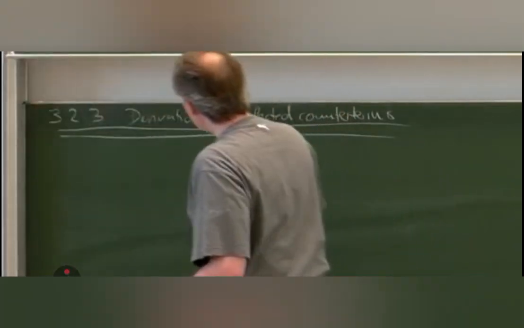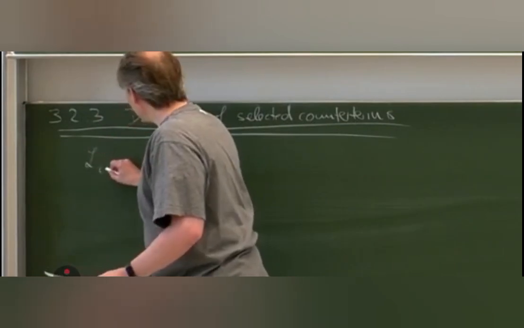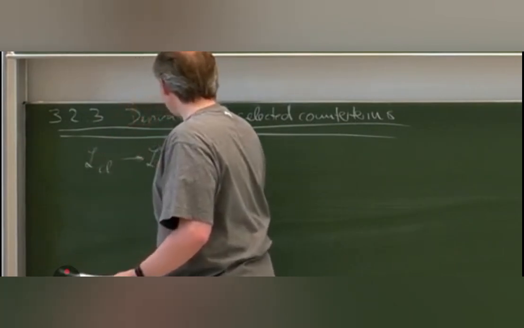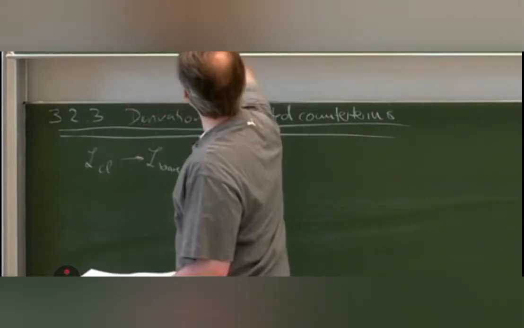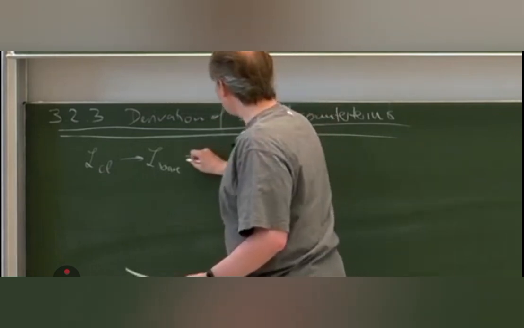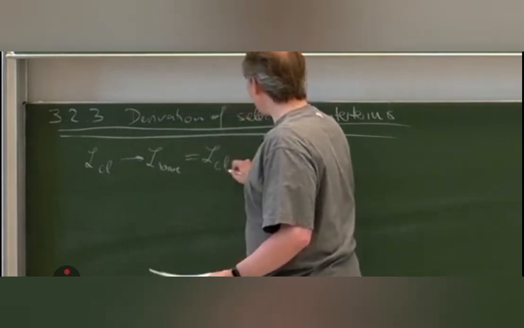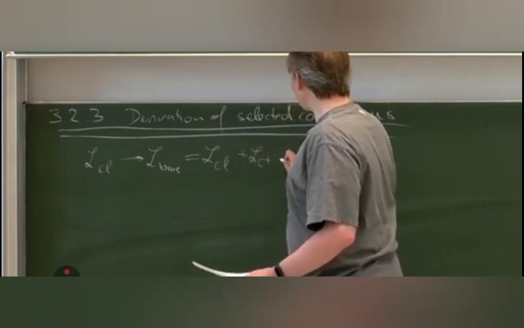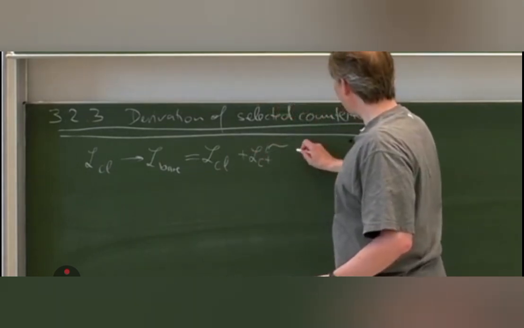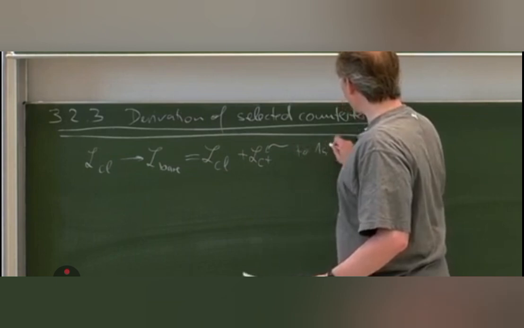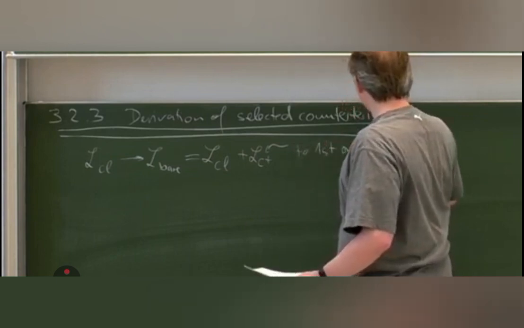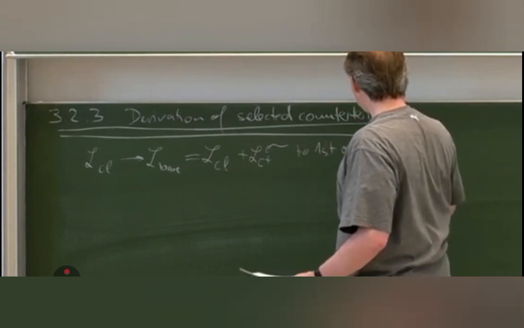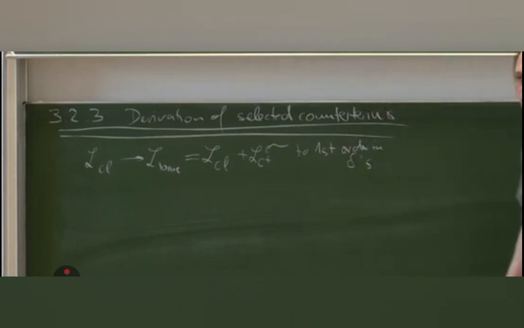So, okay, let's first write this down. We do this transformation. L classical becomes L bare by applying the replacement, which is then re-expanded as the original L classical plus L counter term. And this can be done to first order in the deltas, which is sufficient for one loop level. For two loop level it wouldn't be sufficient, but for one loop level that is sufficient.